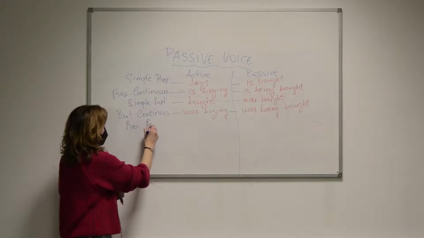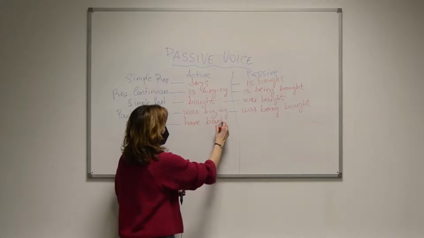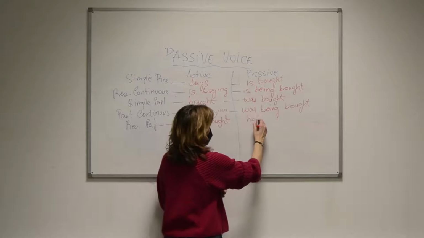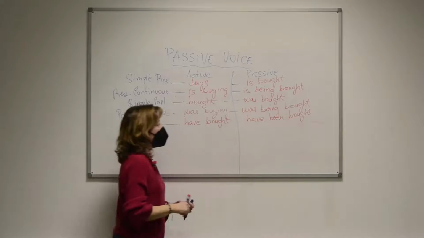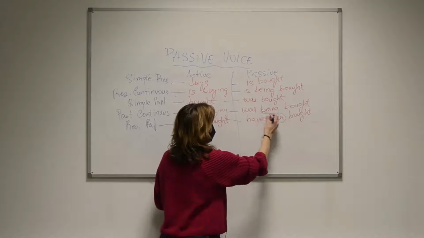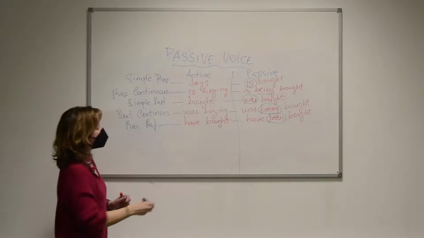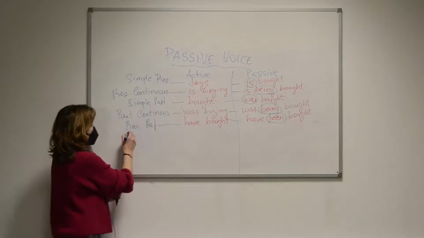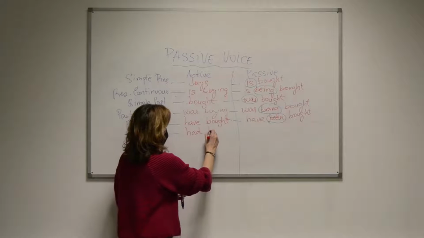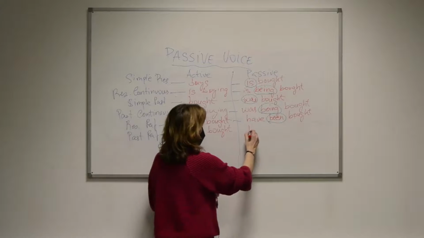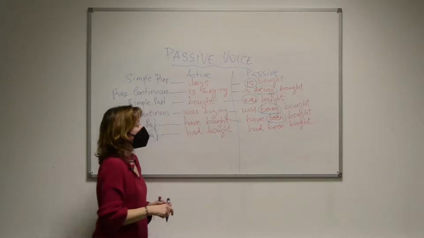Present perfect: have or has bought. Passive: have, the same, the auxiliary, being, bought. Have been bought. This is the mark of the passive sentence, being and is. Past perfect: had bought. It happens the same as in the present perfect. Had been bought. Always the past participle of the verb at the end.